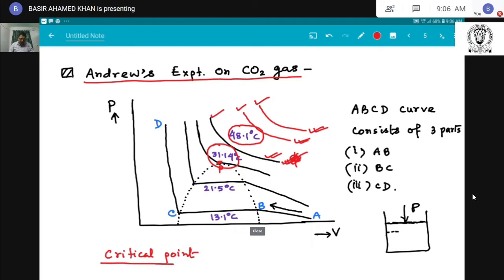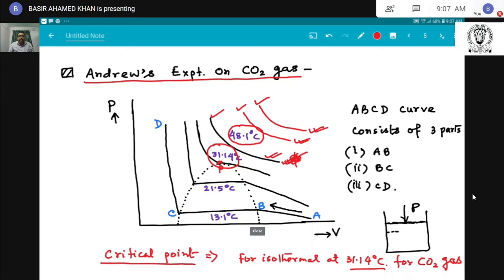What is the critical point? The critical point occurs in a particular experiment for carbon dioxide gas. The critical point shows for the isothermal at 31.14 degrees centigrade for carbon dioxide gas, for CO2 gas.